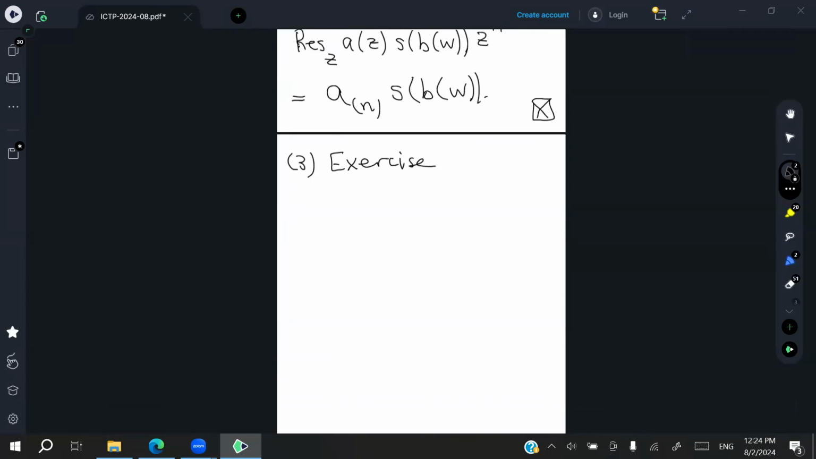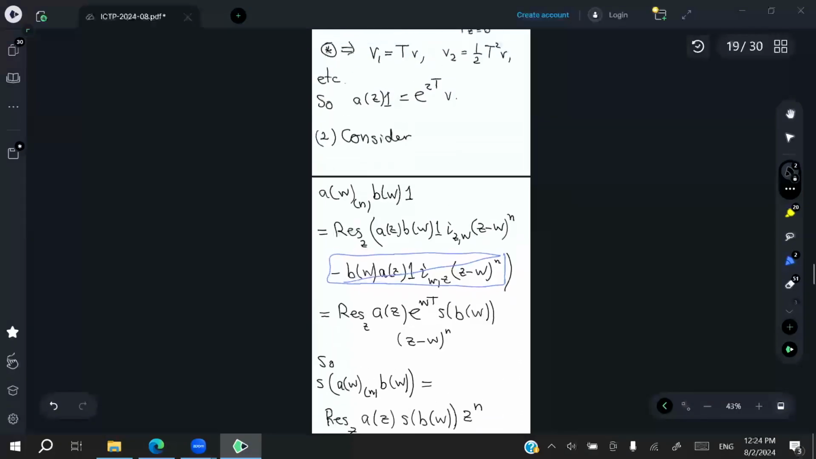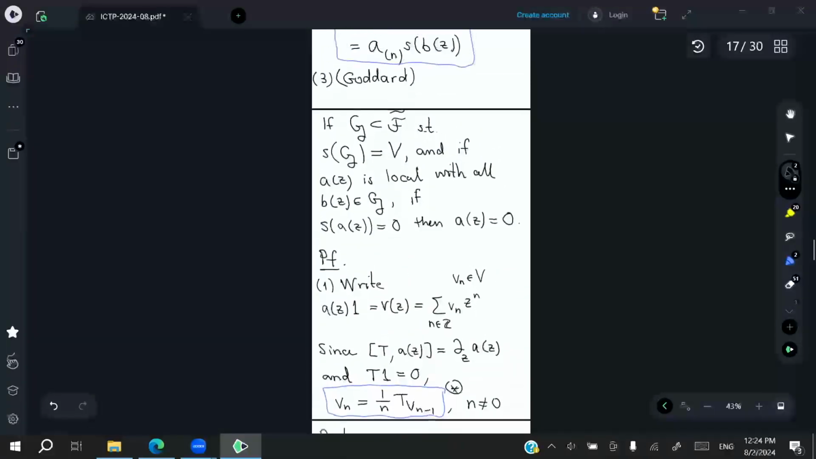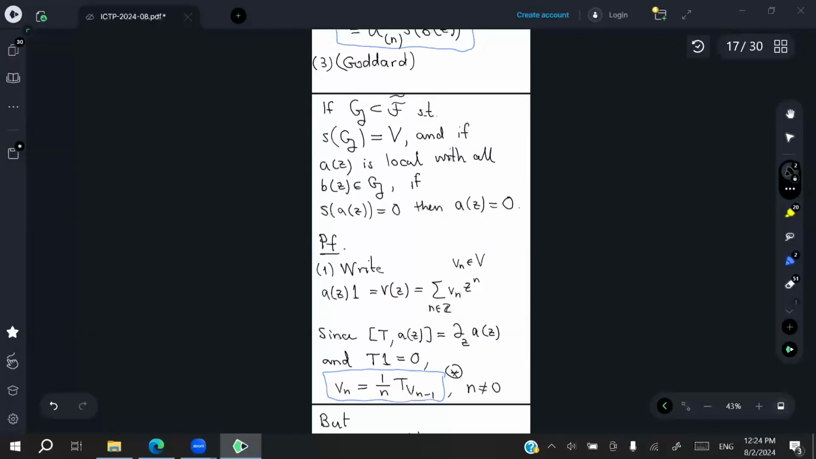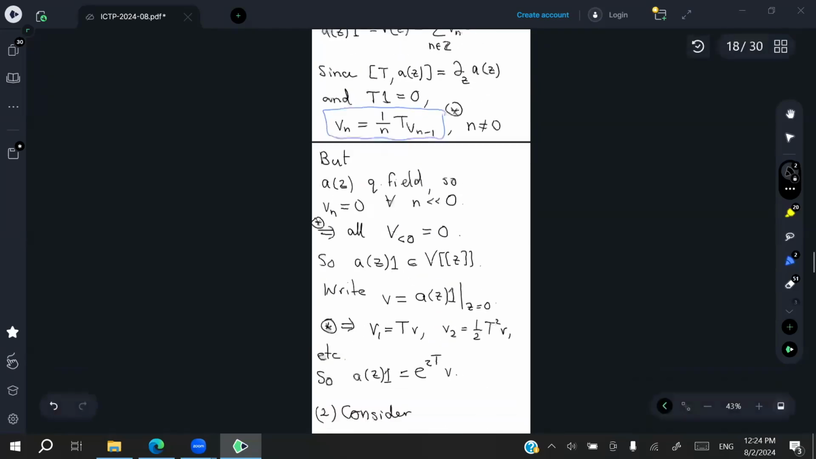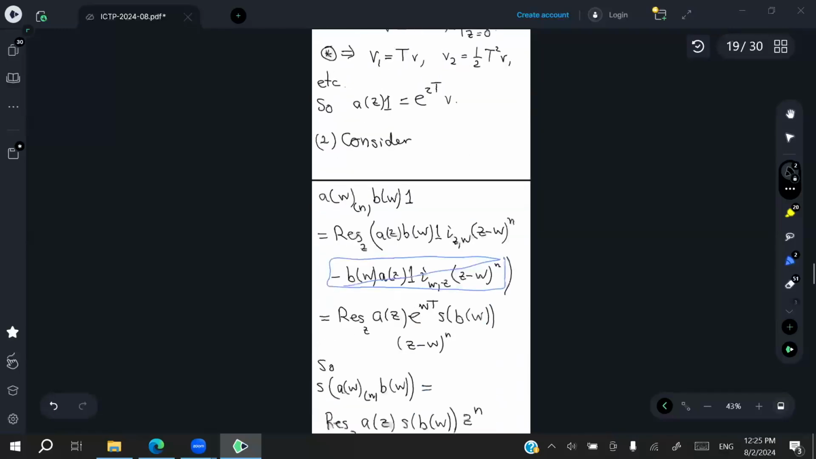And then the third part I'll leave as an exercise, or, as I say, I have notes, or in standard textbooks you can find the proof of this part, Goddard's theorem. So recall what Goddard's theorem says. If you have a set G of translation invariant quantum fields, and it has the property that S of it is surjective to V, then if you have something that's local with everything in G, S is injective on that field. If S annihilates that field, then actually the field was 0. So let's take a corollary of these three parts.